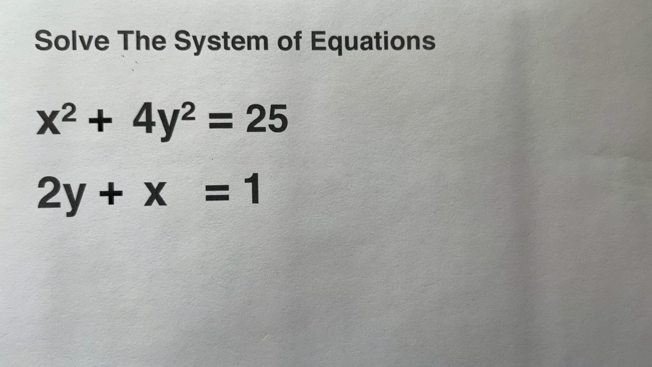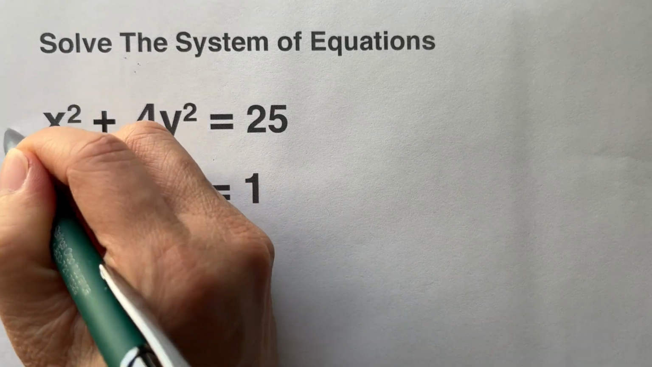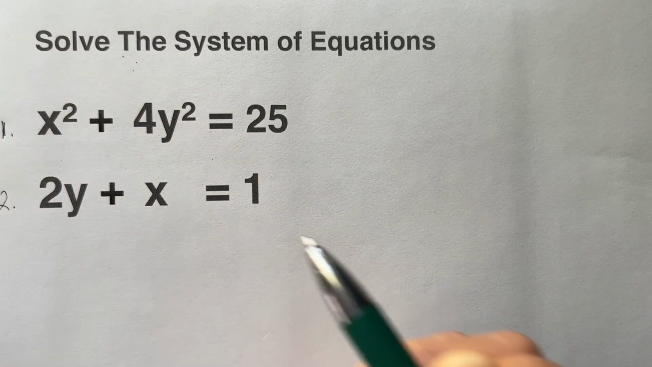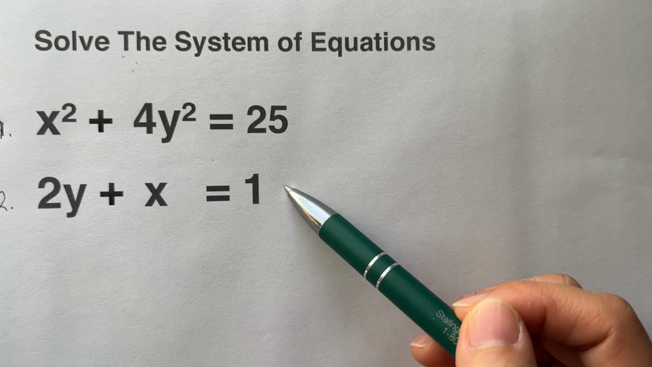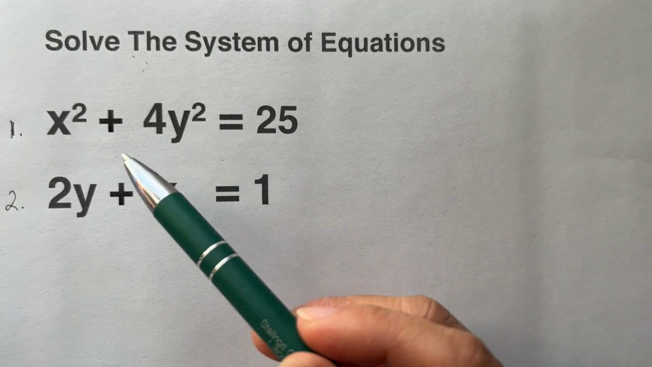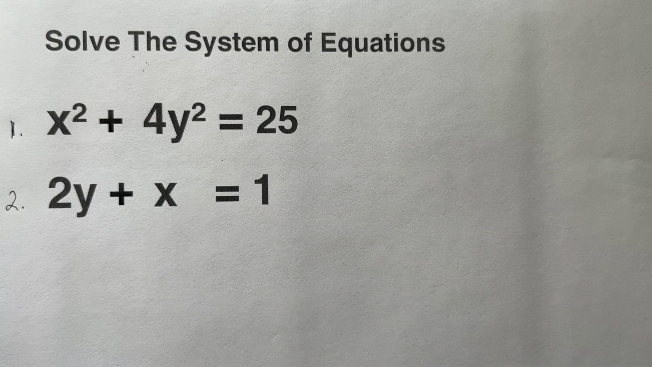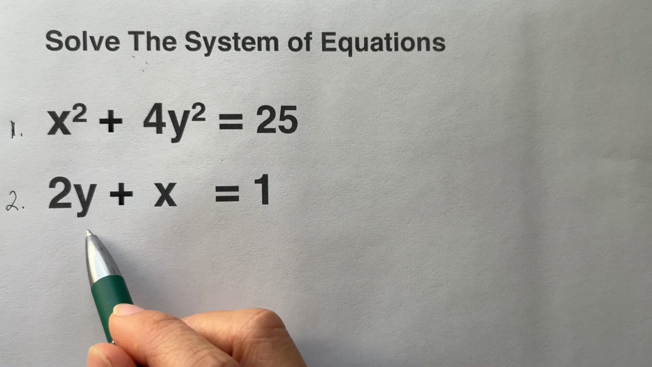Let's solve the system of equations. So we'll have this one, the first one, that's our first equation, and this is our second equation. Since we have two equations and two variables, an x and a y, we can solve for the unknowns. So let's start with the first one.